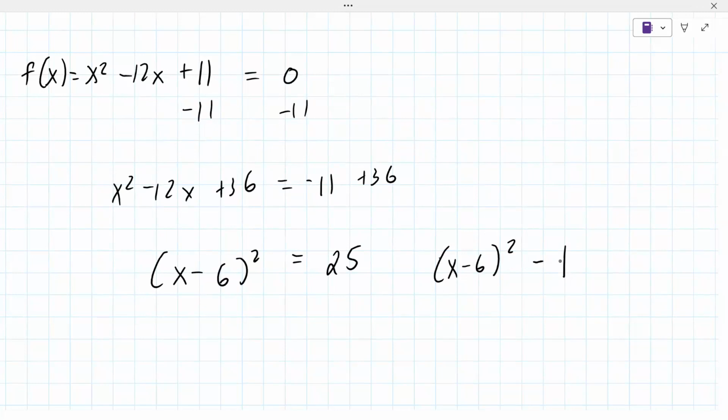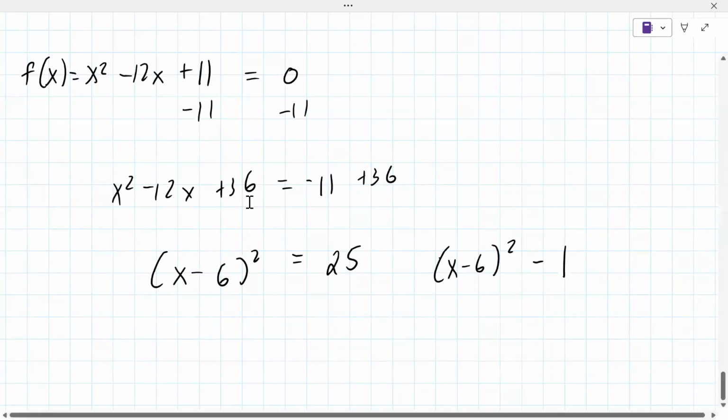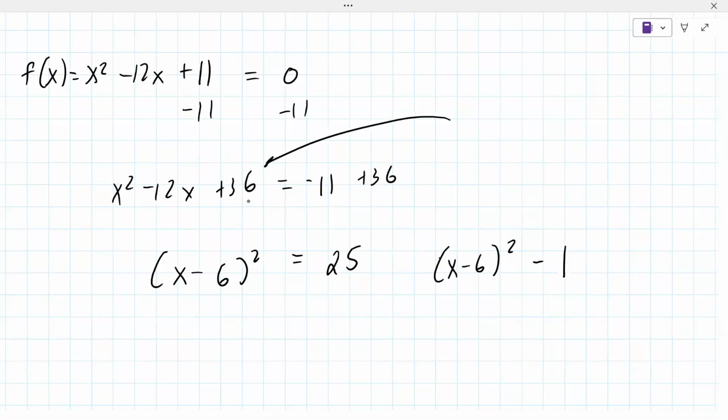Wait, wasn't it the squaring? I got positive 12. Where? Instead of 36? Yeah, I mean, this number is minus 6 squared like that. Oh, got it. I think I multiplied it by the 2. Wow. Then it would be 36.